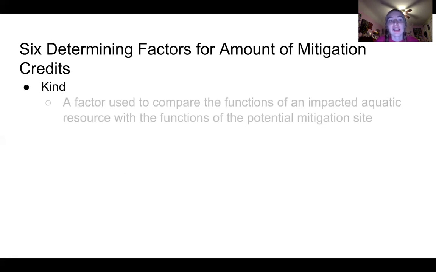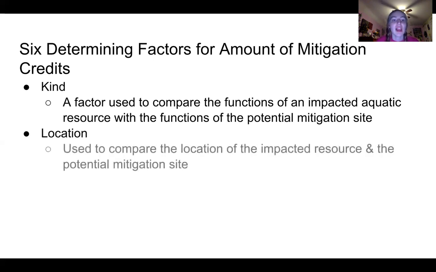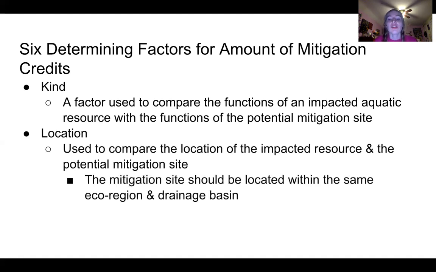You have the kind, a factor that's used to compare the functions of an impacted aquatic resource with the functions of the potential mitigation site. So again, what type of ecosystem you're doing, it needs to be the same kind as you are impacting. And the location, which is used to compare the location of the impacted resource and the potential mitigation site. And so this is what I talked about. It needs to be in the same ecoregion, needs to be the same kind, and it needs to be in the same drainage basin as whatever you're impacting.